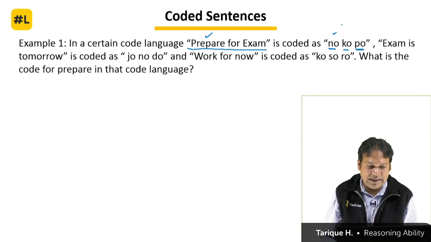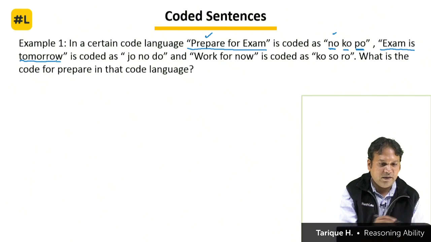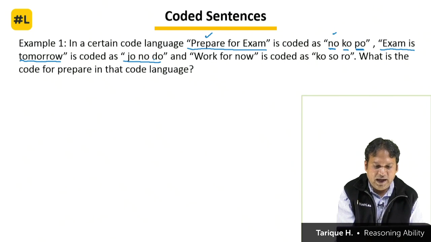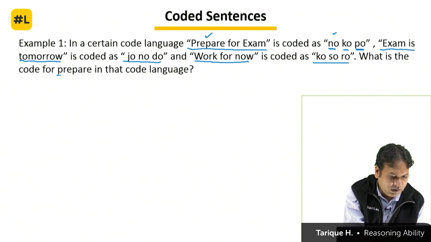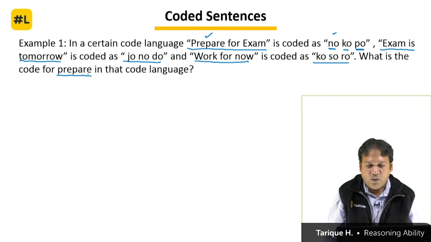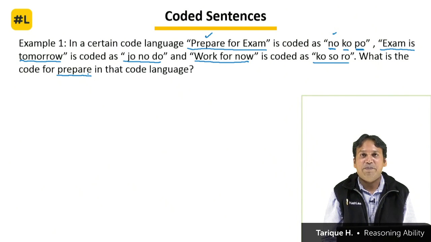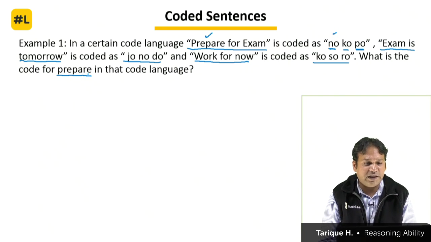That is why one more example is given to you, and that is exam is tomorrow is coded as jo no do, and third example, work for now is coded as ko so ro. So what is the code for prepare? Look at the word we are going to solve for. What is the code for prepare in this particular coding language? So it is a very simple question. Let us see if Manisha has got the answer correct or not.